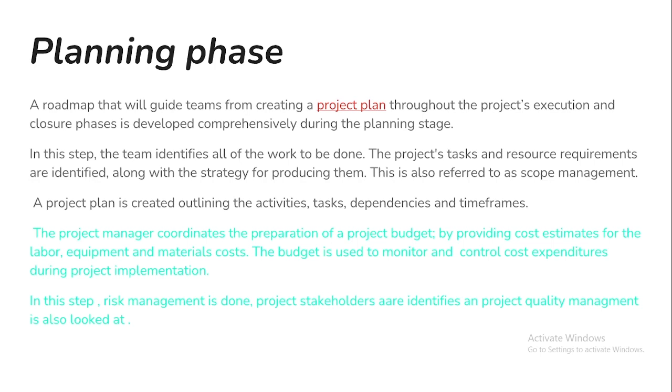So also this project budget is used to monitor and control the cost expenditures during the project implementation. So when you come up with this project budget, you can easily monitor and control your costs during the implementation phase. In this step also, risk management is done, stakeholder identification is done, and quality management is done. But these we shall look into in more detail in the upcoming videos.